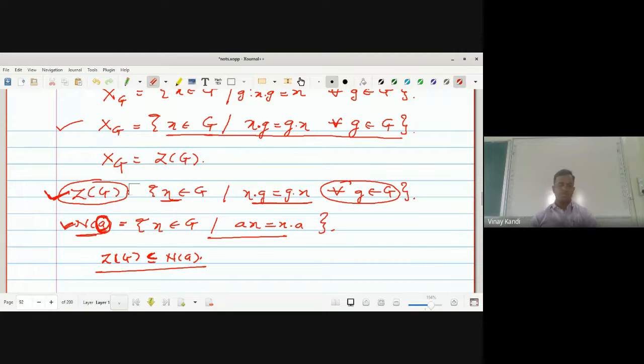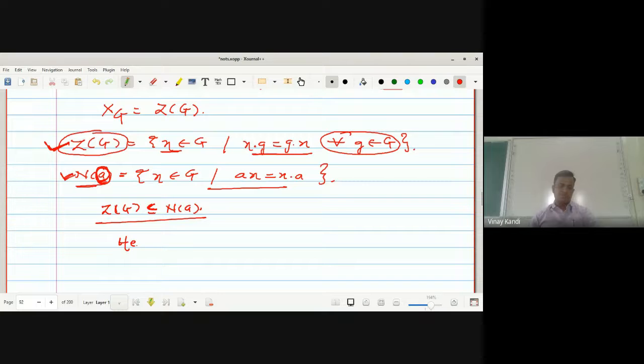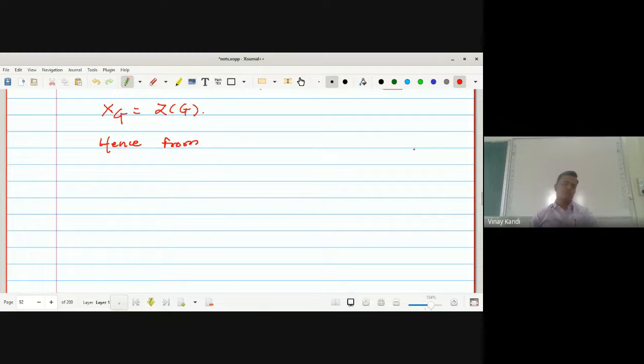Okay. Wait. So from 1, what we have from 1? Hence equation 1 becomes, from 1, order of G is equal to order of Z of G plus summation i running from s plus 1 to r of order of X_i G. Okay, this is the second equation.